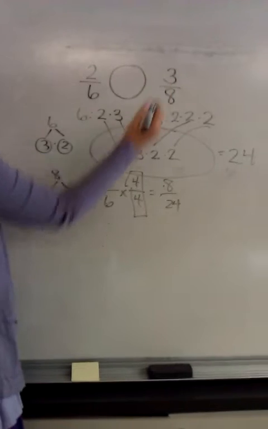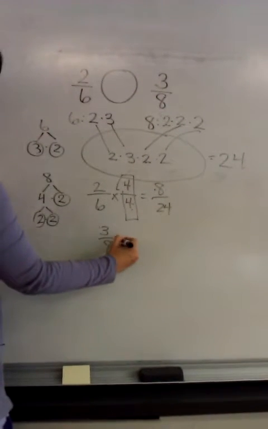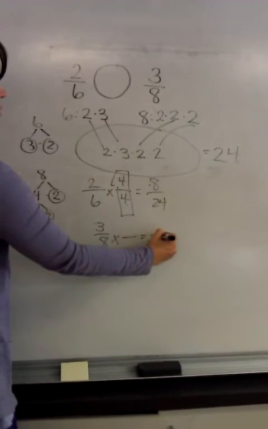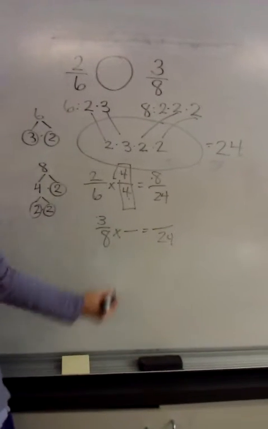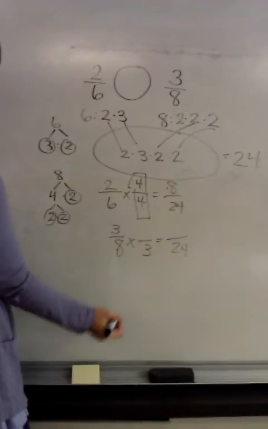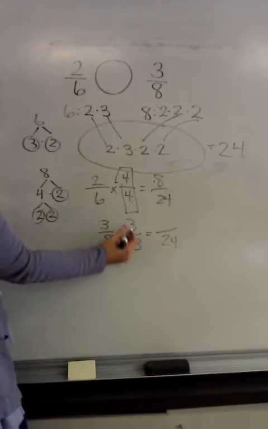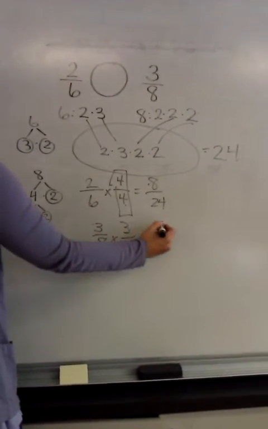Do the same thing for 3 eighths. Times something equals a fraction with a denominator of 24. 8 times 3 is 24. This needs to be 3/3, so it's an equivalent form of 1. 3 times 3 is 9.